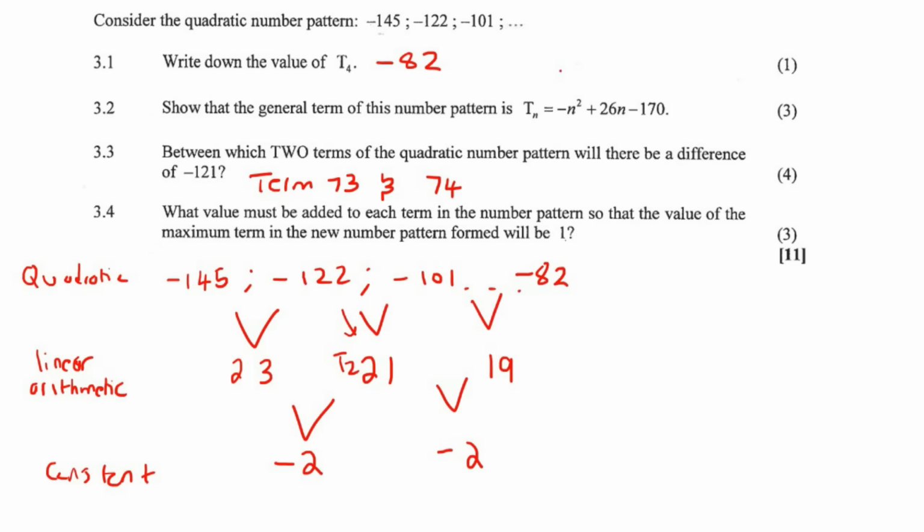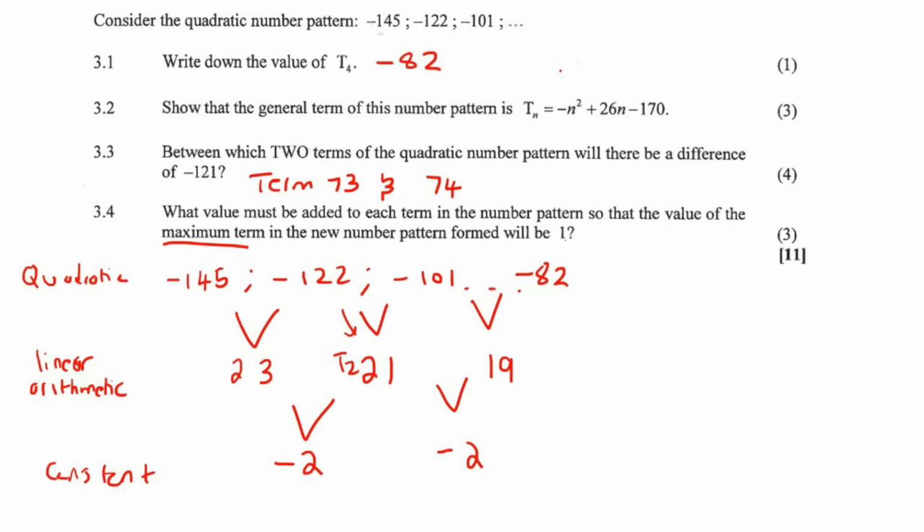With this last question over here, it says what value must be added. Now that already starts to give some of us anxiety, right? What value must be added to each term in the number pattern so that the value of the maximum, oh my goodness, some of you are probably panicking right now. How do I know this? I've just done this for long enough with students. I know how you guys can freak out over these little things. It's perfectly normal. A lot of learners freak out when they read these types of words. So don't worry, it's normal.